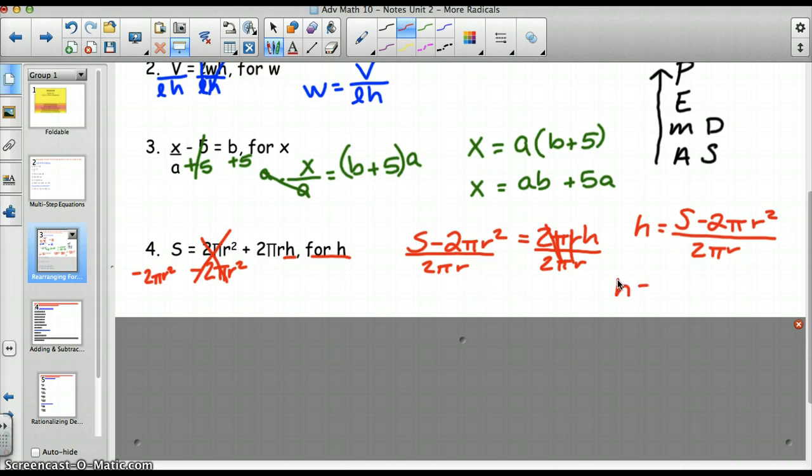So it's going to be h equals, you have the s over the 2 pi r minus, now the second part you're going to have 2 on top and bottom, pi on top and bottom, and r on top and bottom, but you have an extra r on top, so it will simplify to just r. But again, if you're not confident in your ability to reduce those fractions, just go with that answer and MathXL should accept it.